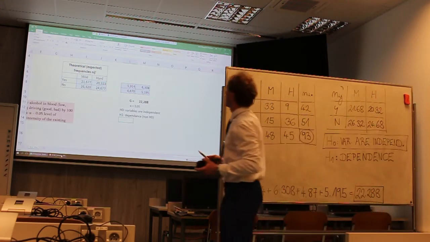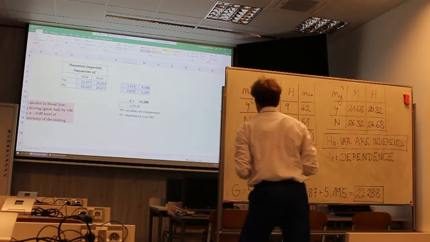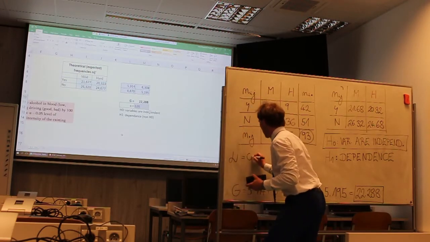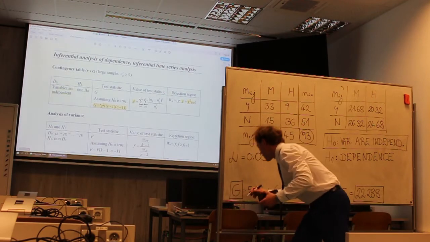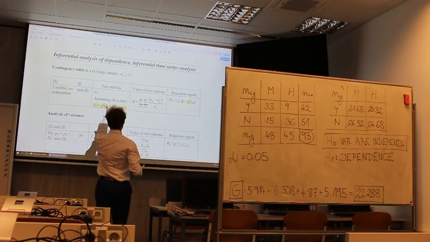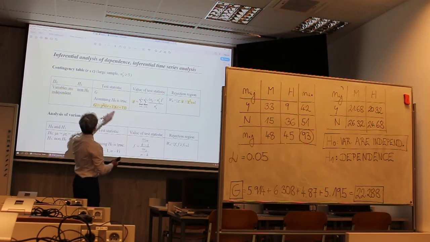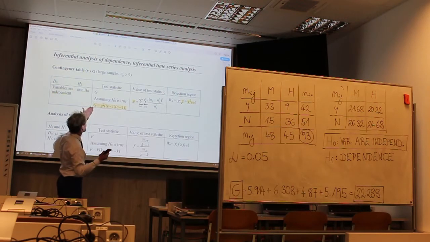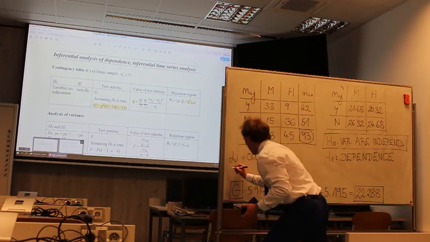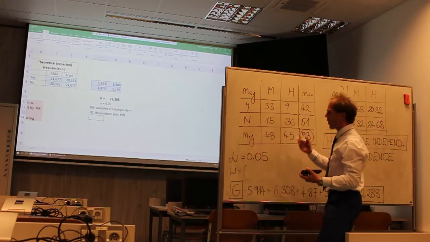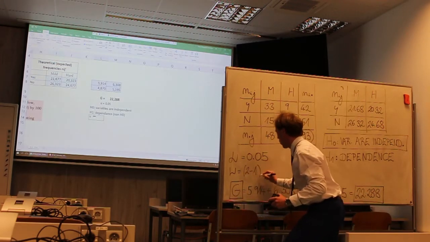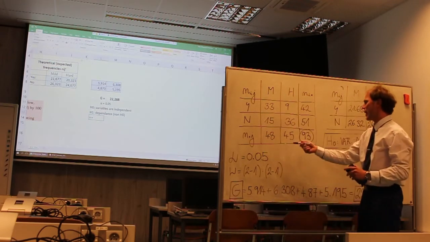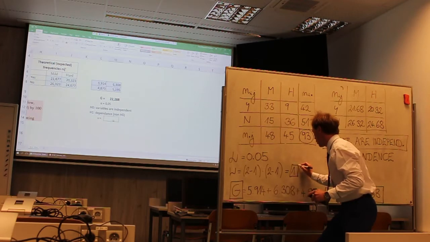Okay, it was written that we should use 5% alpha. So the significance level alpha is equal to 0.05. Statistic G is the test statistic, and we calculated its value, 22 point something. The test statistic has a chi-square distribution with degrees of freedom mi, calculated as the number of rows minus 1 times the number of columns minus 1, so 2 minus 1 times 2 minus 1, 1 times 1 is equal to 1, one degree of freedom.